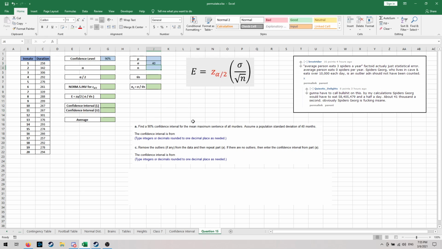We can enter 40. We know there are 20 people in our sample. That part of the question is cut out, which is why I added the inmate numbers. But you can see there's 20 total inmates, so our n is going to be 20.